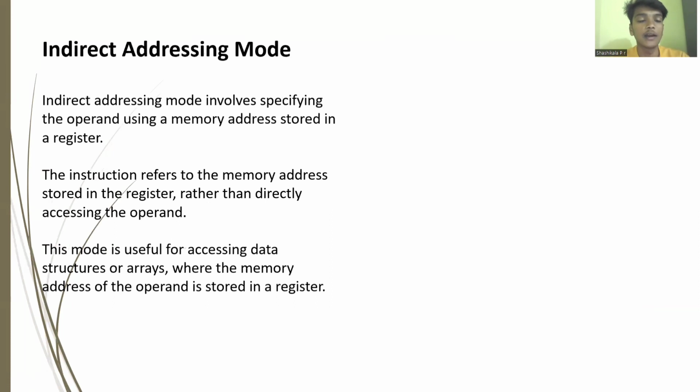Indirect addressing mode. Indirect addressing mode involves specifying the operands using a memory address stored in a register. Then the instruction refers to the memory address stored in the register rather than directly accessing the operand. This mode is useful for accessing data structures or arrays where the memory address of the operands is stored in a register.